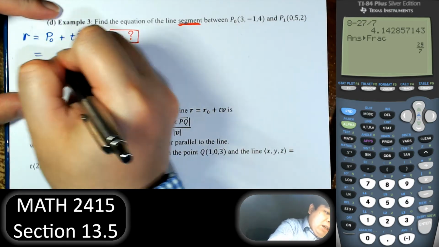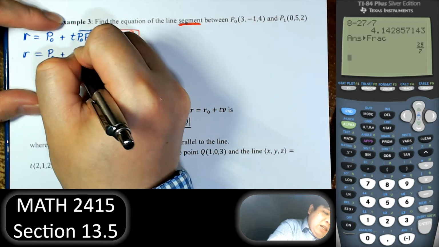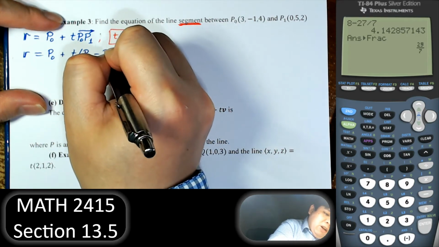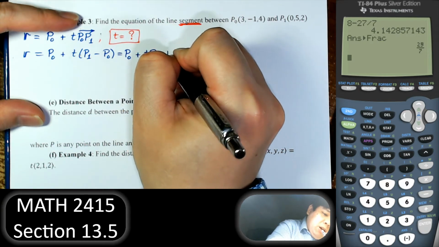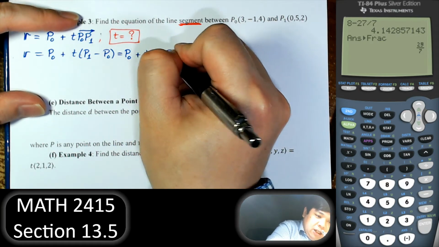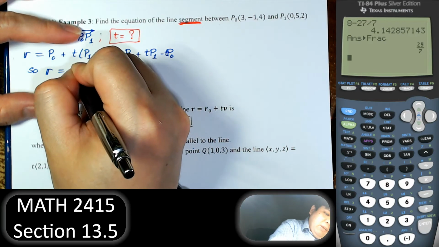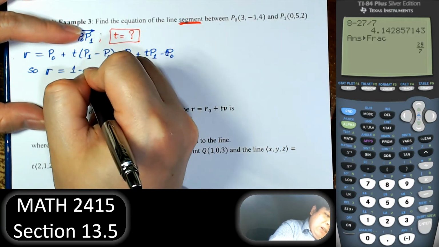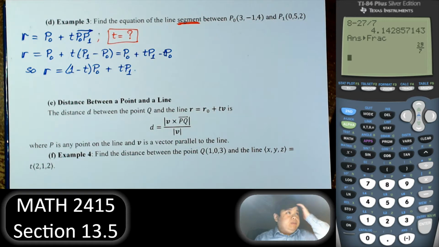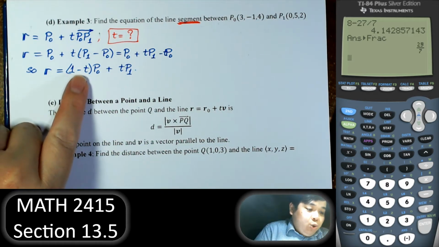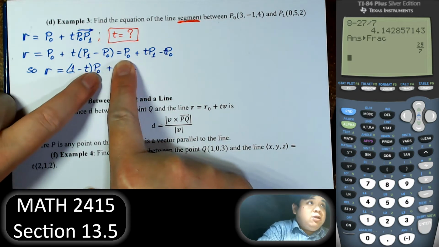Now, if we write that P naught P1 is the vector, we can say T times P1 minus P naught, right? Multiply it out: P naught plus T times P1 minus P naught. Combine like terms. We have 1 minus T times P naught plus T times P1, right? Notice now, if T is equal to 1, we have the point P1. If T is equal to 0, we don't have this, and we have just P naught.